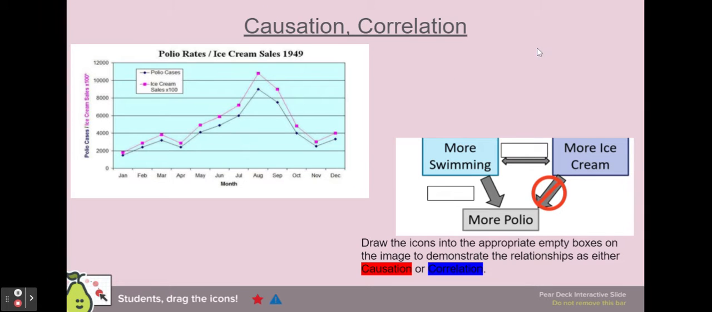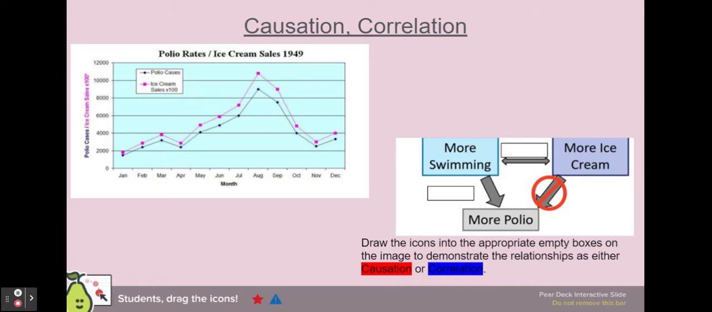So again, here's another graph. This is showing polio rates and ice cream sales. And so we see that the trends tend to be similar. When they go up, the other one goes up. When they go down, the other one goes down. Now, is that causation or correlation?